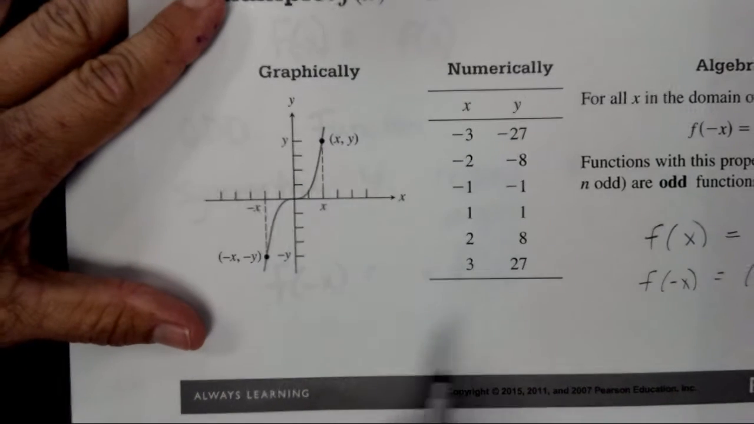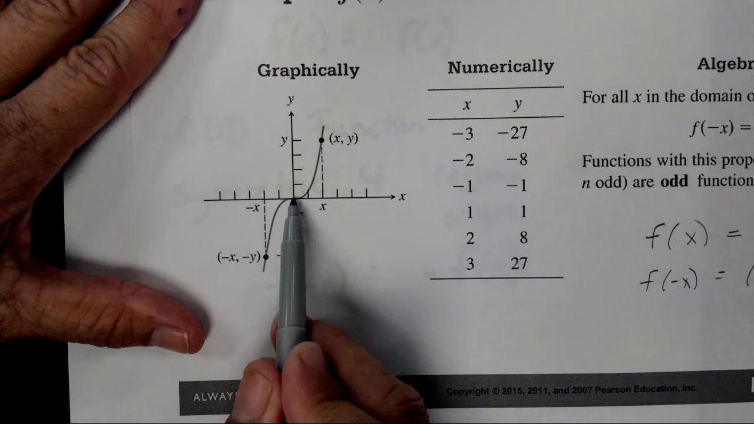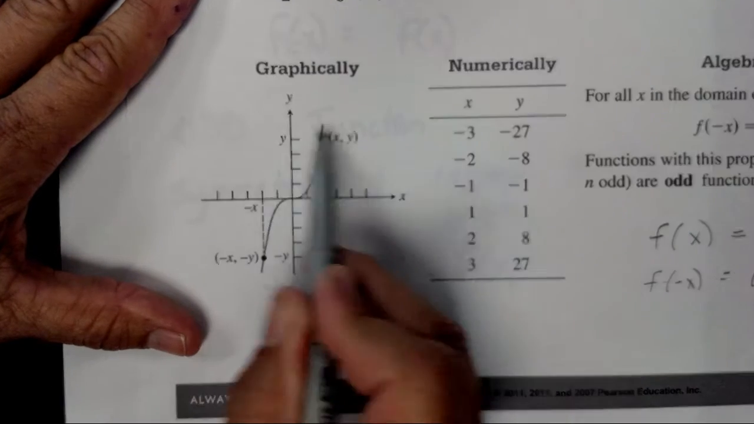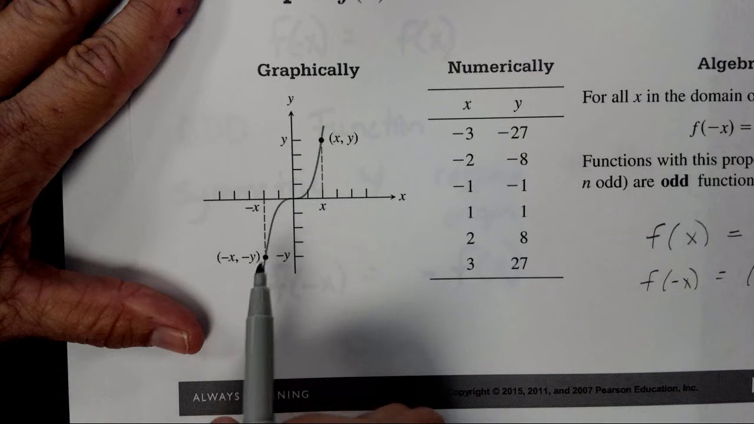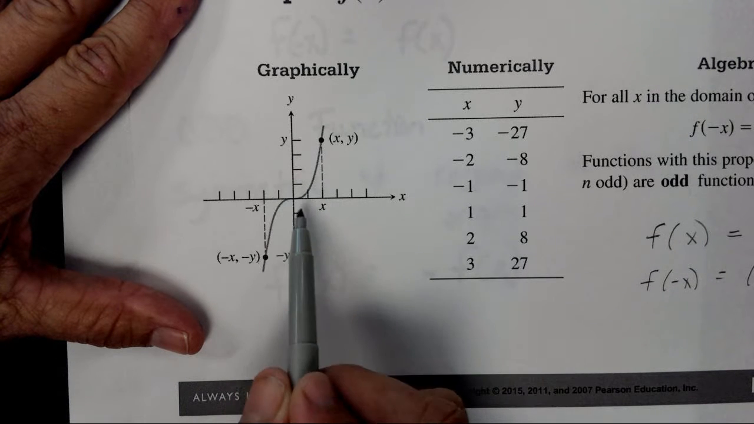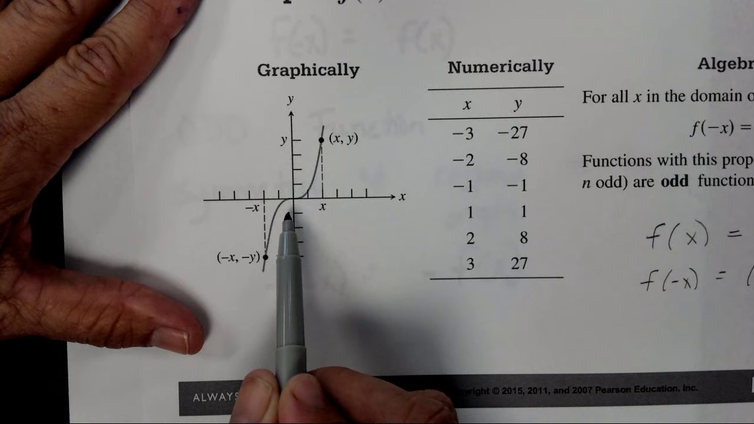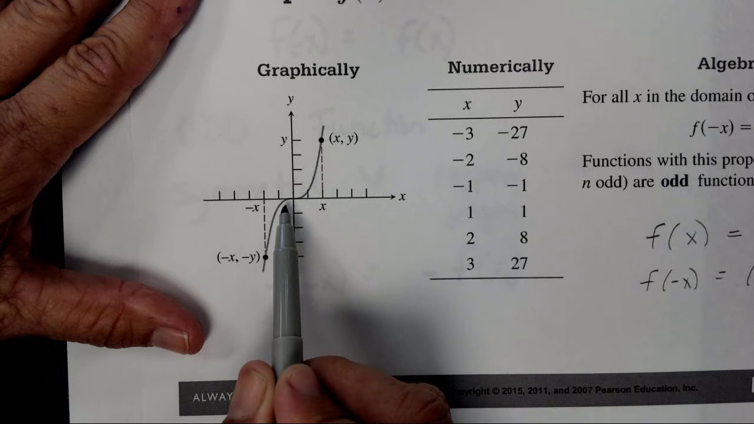All right, so if I look at it graphically, symmetry with respect to the origin would be equivalent to a 180-degree rotation or a reflection over both x and y. So if I can reflect over x and reflect over y, or turn it 180 degrees, then it has symmetry with respect to the origin, and it is an odd function. Okay?